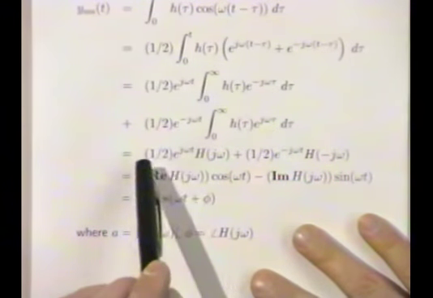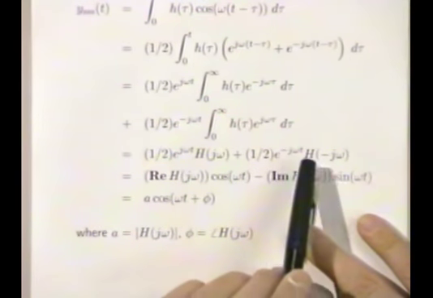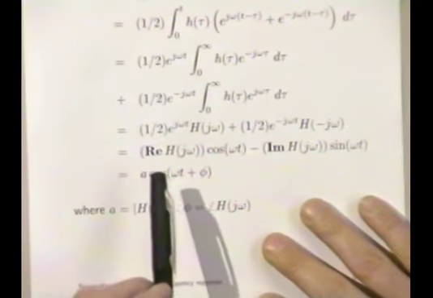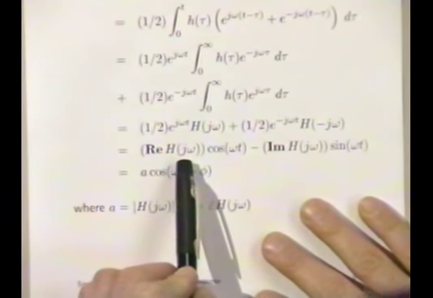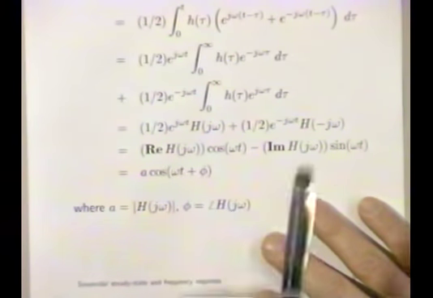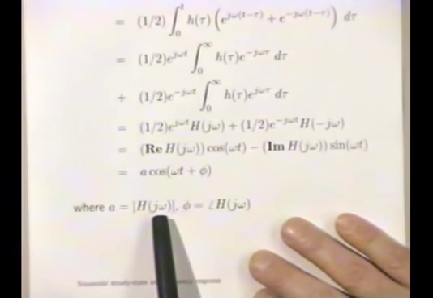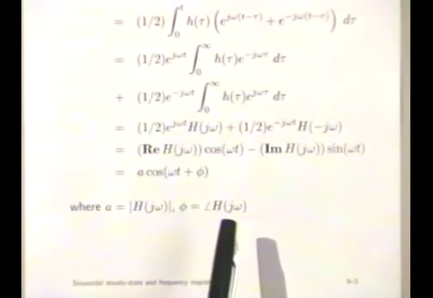And so this term is equal to 1/2 e to the j omega t times h of j omega, and that's 1/2 e to the minus j omega t times h of minus j omega. And this is the same. I can write this several ways, but here's one. That's the real part of the transfer function evaluated at s equals j omega times cosine minus the imaginary part times sine. Or I can write it as a cosine of omega t plus phi, where a is the magnitude of this, and phi is the phase of the convolution system, of the frequency response evaluated at s equals j omega.